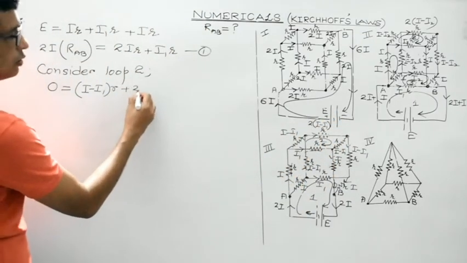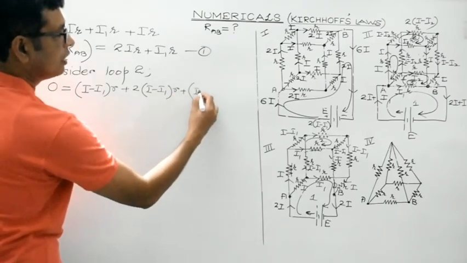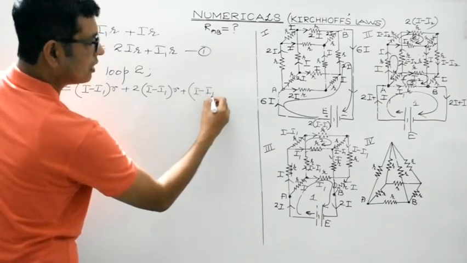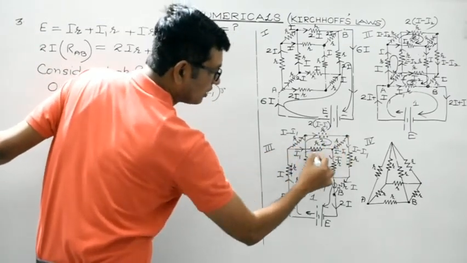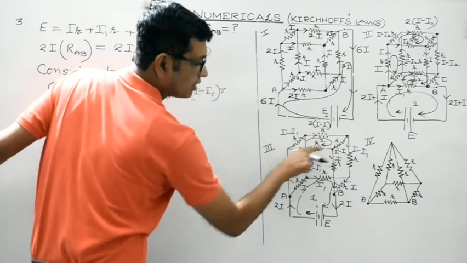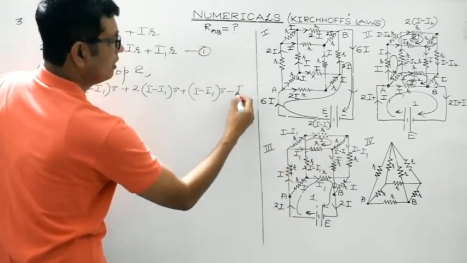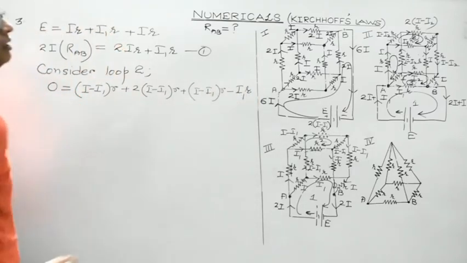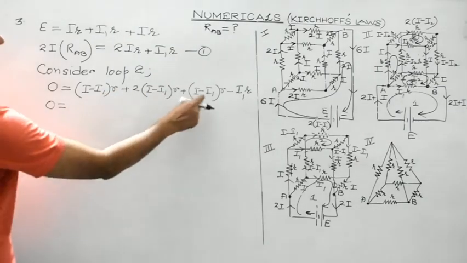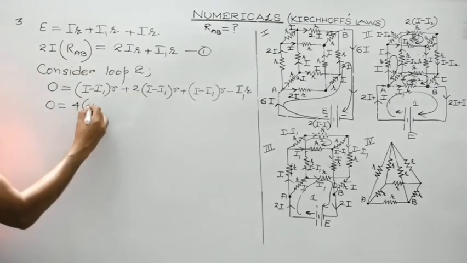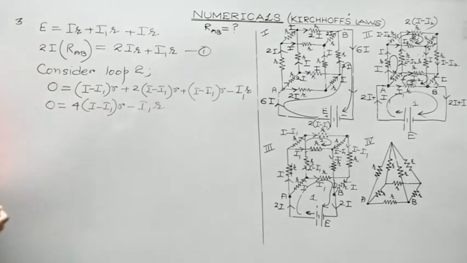So plus twice I minus I1 into R plus I minus I1 into R, and over here loop is measured in the clockwise direction, but in this branch the current is flowing in the opposite direction. So this current needs to be assigned negative sign, minus I1R. Clear students? Let's solve it. 1 time, 2 time, 1 time. So it will be 4 times I minus I1 into R minus I1R.